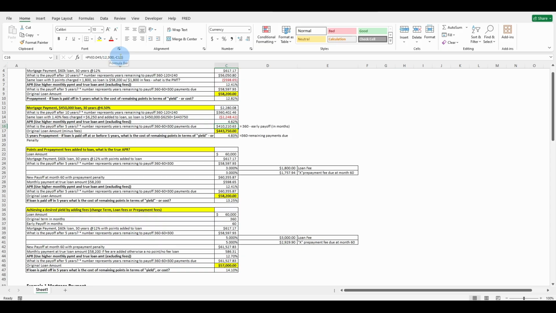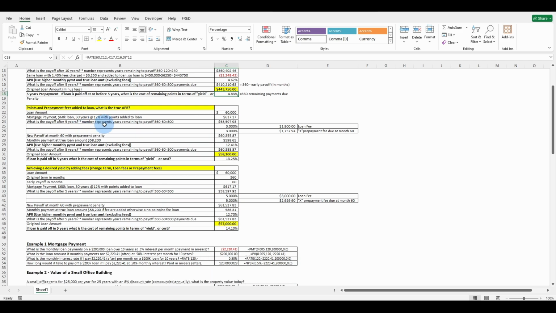There's only one change we're making, and that is the number of the period, the timing. So you take 360 minus 5 years, which is 60 months, and what we're doing is just determining the payments. There's 300 payments left. 5-year prepayment, if loan is paid off before 5 years, what is the cost of remaining points in terms of yield? 483. Points of prepayment fees added to loan, what is the true APR?